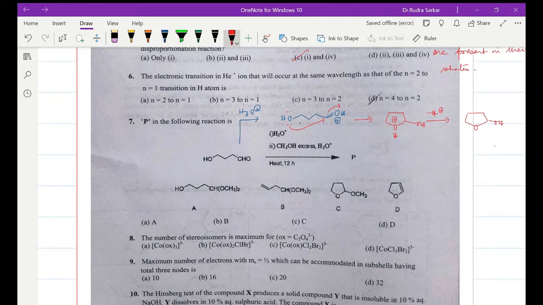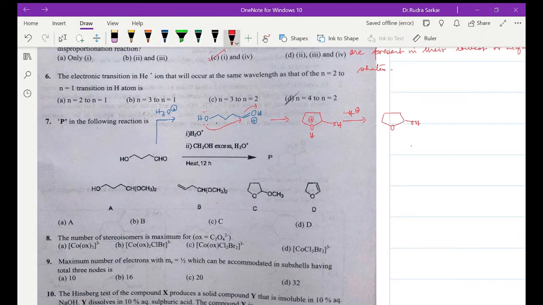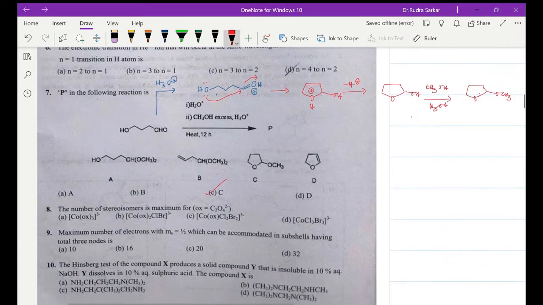okay, which if we react with another molecule of alcohol, in presence of acid, then in all possibility this should now form the acetal molecule, okay, and that should be our product. So over here C should be the correct answer.